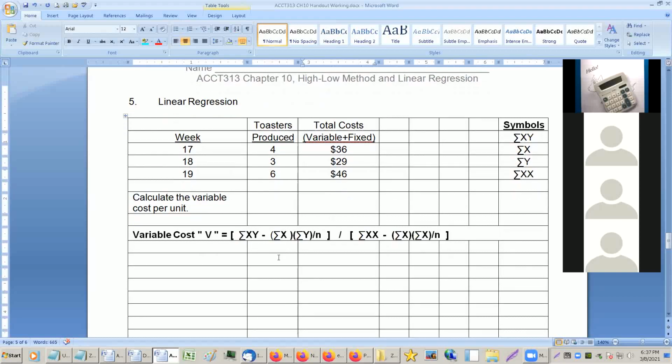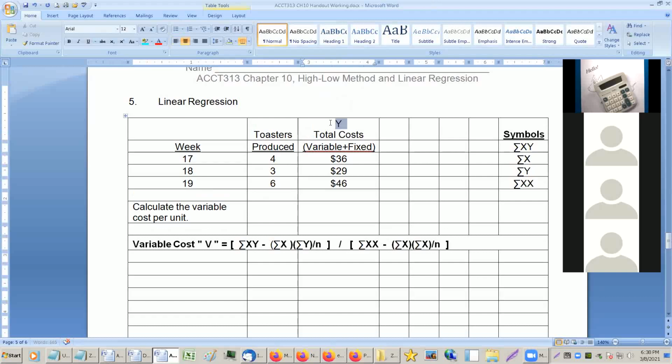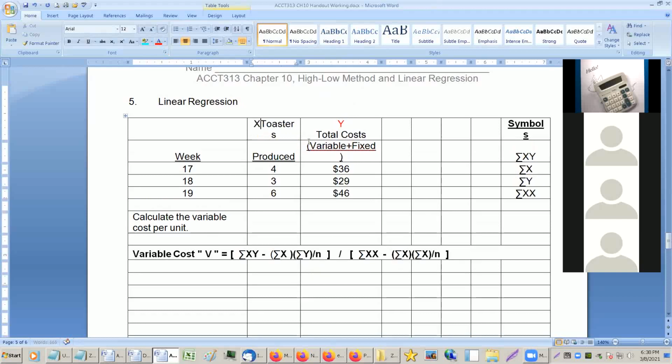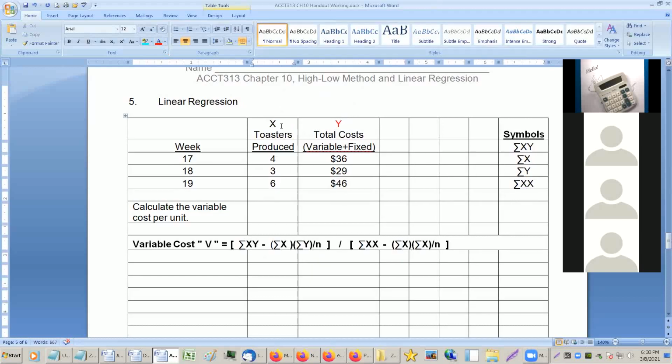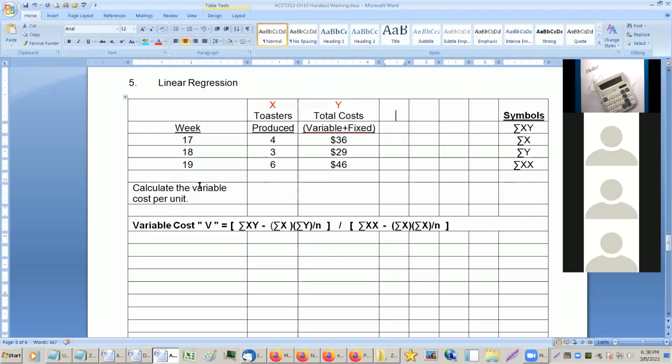Okay, so what we're going to do is, first of all, we have to figure out what's x and what are y's. And the easiest ones in this class are the y's. And what are the y's? The total cost. Yep. So y's are always our total cost. And x's are basically everything else. And in this case, this is the toaster data.